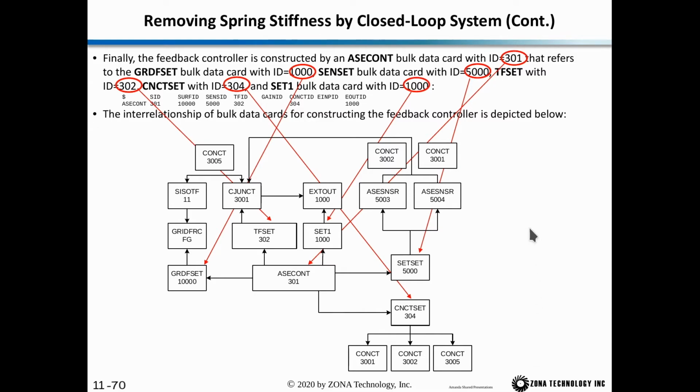So the feedback controller is constructed by the ASE controller bulk data card shown here that refers to the grid F-set card, refers to the SenSet card, refers to the TF set card, and the CNCT set card. So the interrelationship of these cards for constructing the feedback controller is shown here.